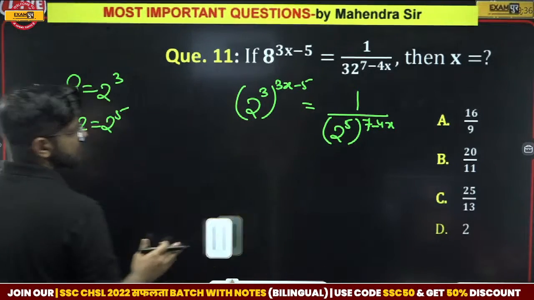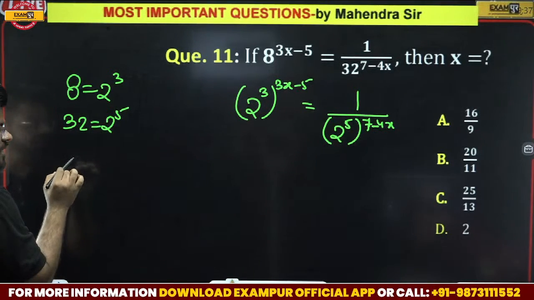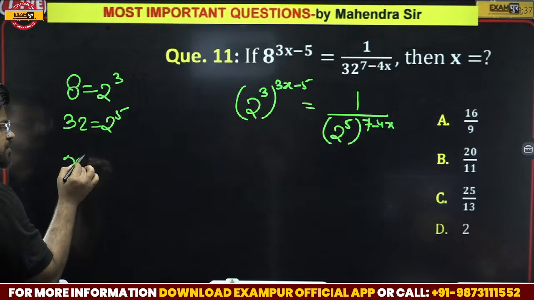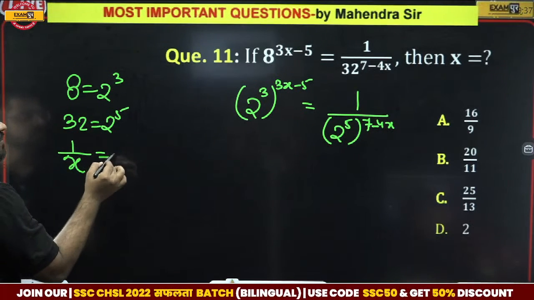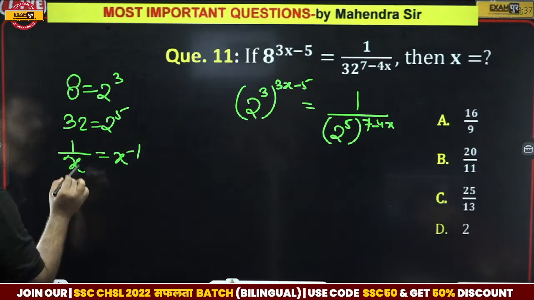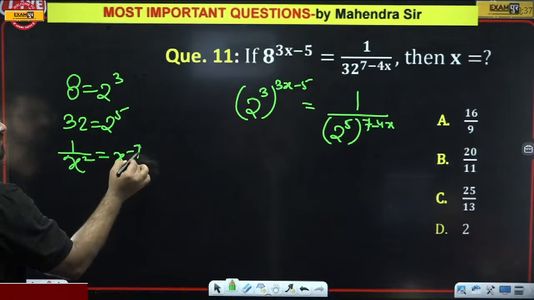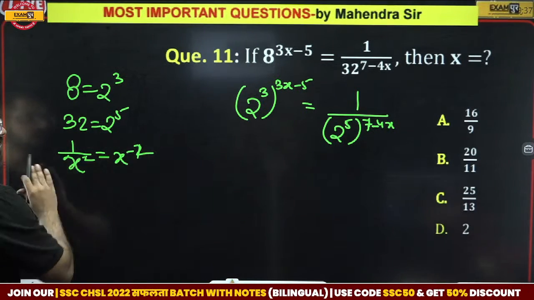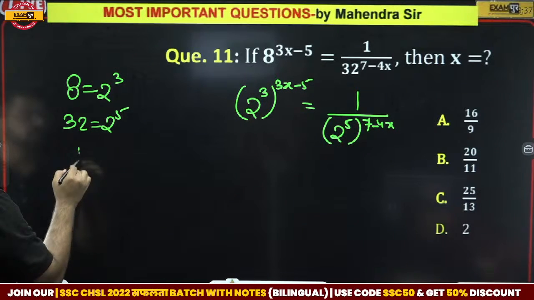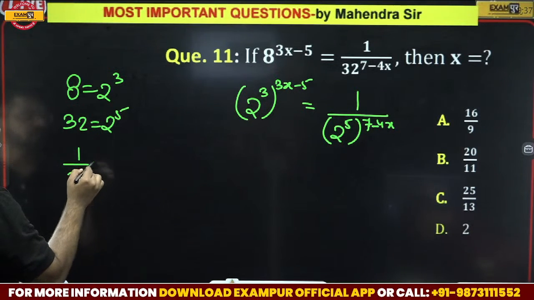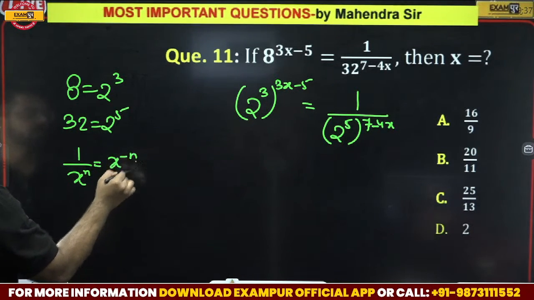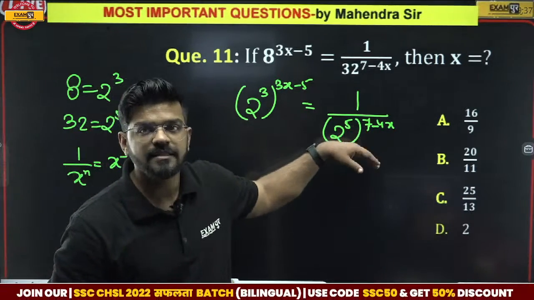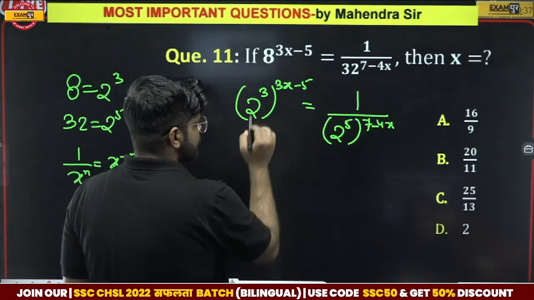Achha, one more thing, you can also get the same thing. If 1 by x is nothing but x to the power minus 1, or 1 by x square, then we will get minus 2. So simply we can write it, 1 upon x to the power n is nothing but x to the power minus n. So I also write it in the same way here.